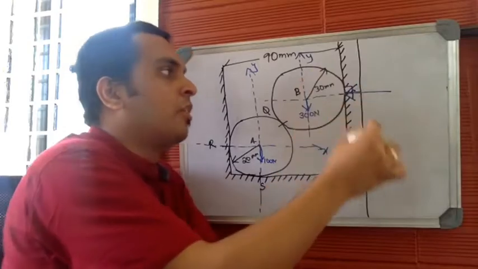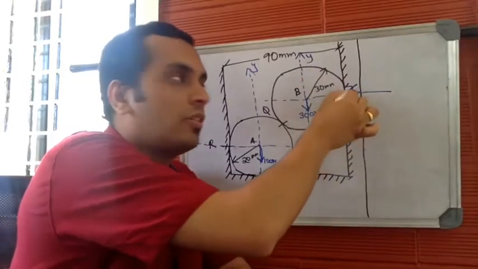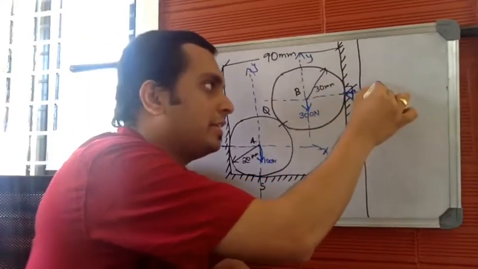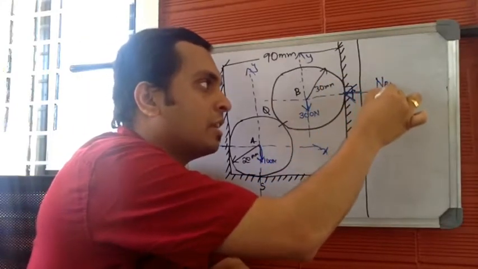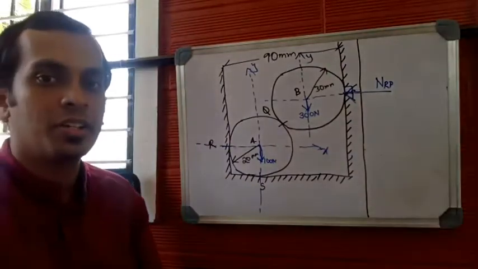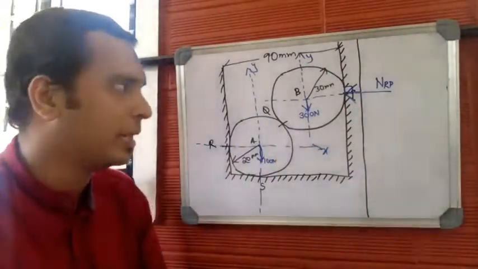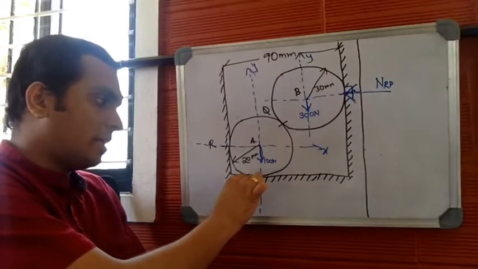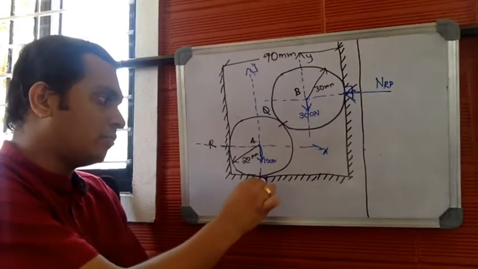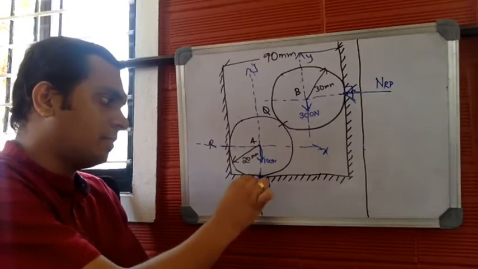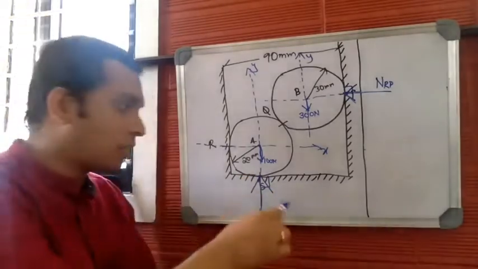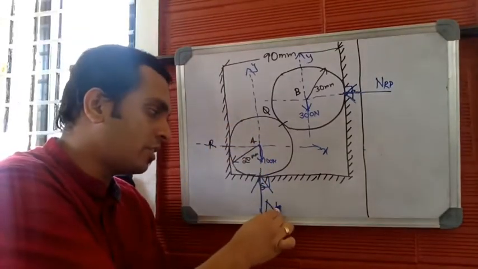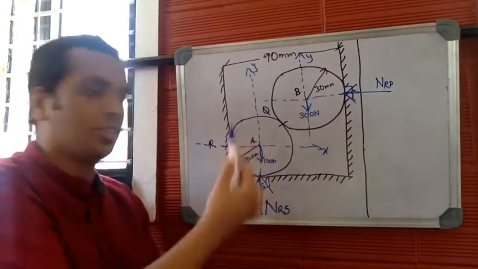Directed towards the body, and it will act exactly at the point of contact between the body and the surface, which is P. So let me write it as N, normal reaction about P, or just R, reaction about P. Let me consider S now. Again, normal reaction should always be perpendicular to the surface, directed towards the body, and should act exactly at the point of contact between body and the surface, and the point of contact is S here. So let me consider this as normal reaction about S.